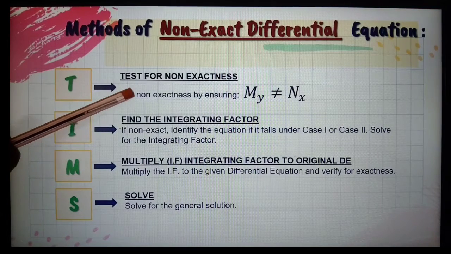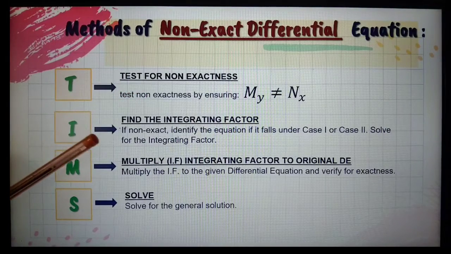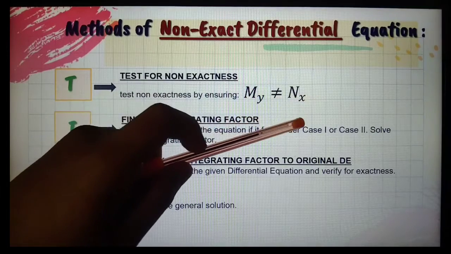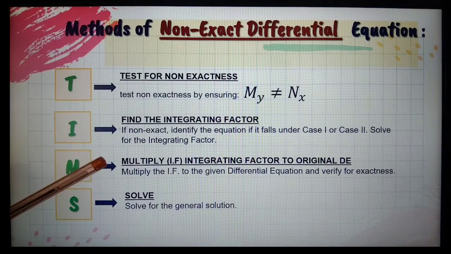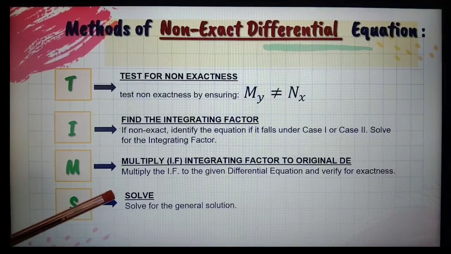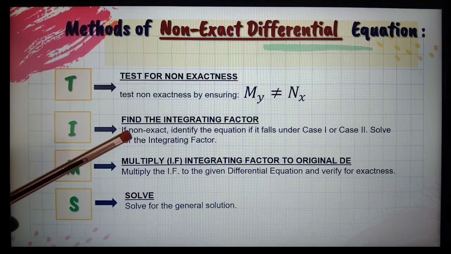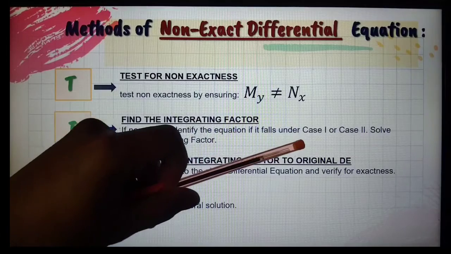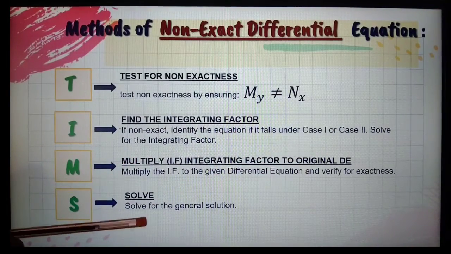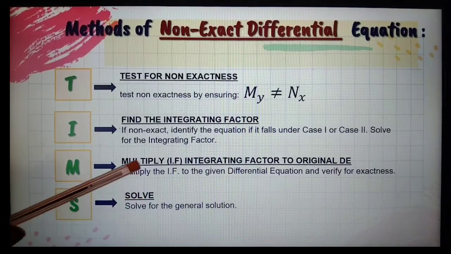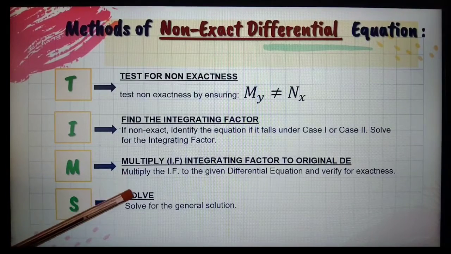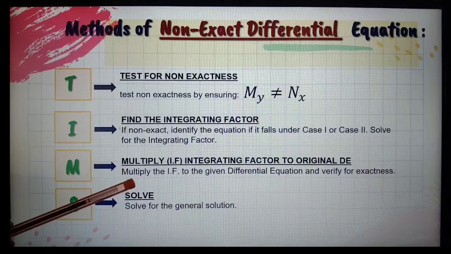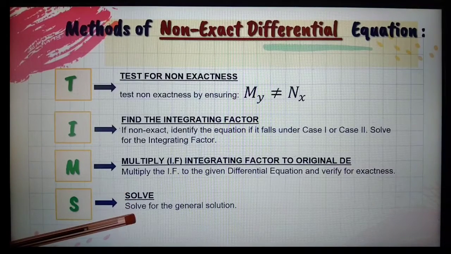First step, we are going to test for non-exactness by ensuring that the partial derivative of M with respect to y is not equal to the partial derivative of N with respect to x. Once we conclude that the given differential equation is non-exact, we proceed to the next step, which is to find the integrating factor. Identify if the equation falls under case 1 or case 2, then solve for the integrating factor. The next step is to multiply the integrating factor to the original differential equation. Then we verify for exactness. If the differential equation becomes exact, we can now solve for the general solution.